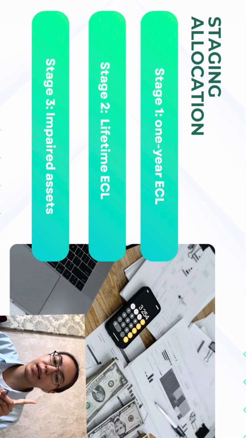Stage 1, 1-year ECL. Stage 2, lifetime ECL, when risk has increased. Stage 3, loans that are already impaired.